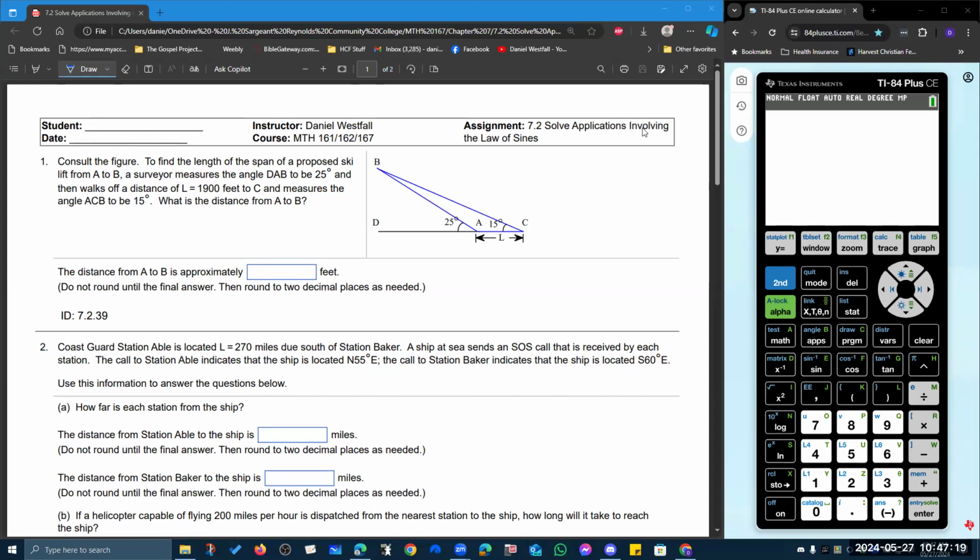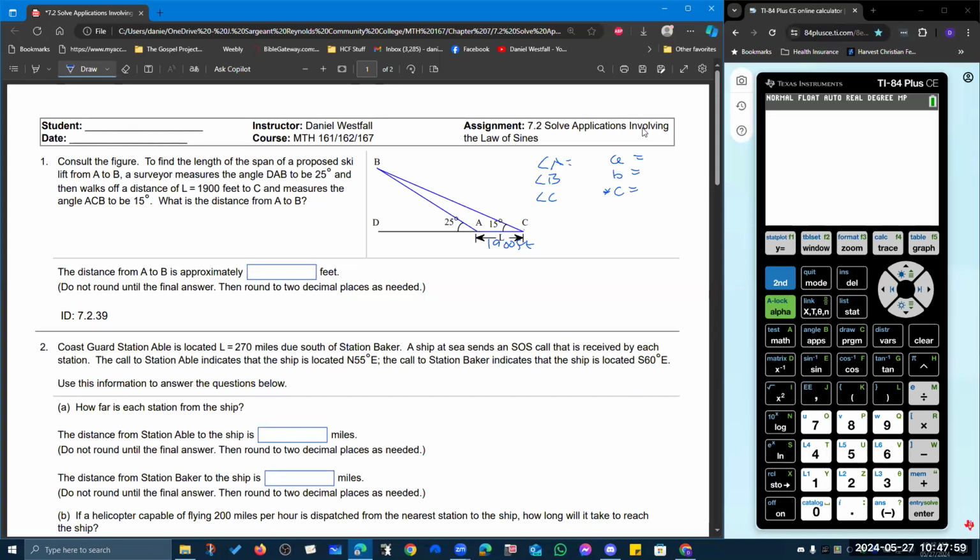The surveyor measures the angle DAB, which is measured as 25 degrees, and then walks 1,900 feet to a point C over here and measures the angle ACB to be 15 degrees. We want to use that information to help us find side AB here in this triangle. So let's say angle A, angle B, angle C, side A, side B, side C. We're interested in side C. That's what we want to find.